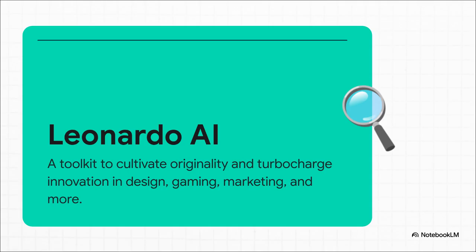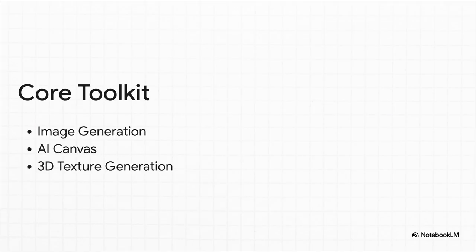And they're not kidding about the range here. We're talking everything from game assets and graphic design to marketing and even architecture. It's built to be a bit of a Swiss Army knife. So the whole platform really rests on three main pillars. You've got image generation, which is probably what you've heard the most about. Then there's the AI canvas, which is pretty cool. It lets you get in there and edit and tweak things with a ton of control. And for all you 3D artists out there, they've even got a 3D texture generation feature.